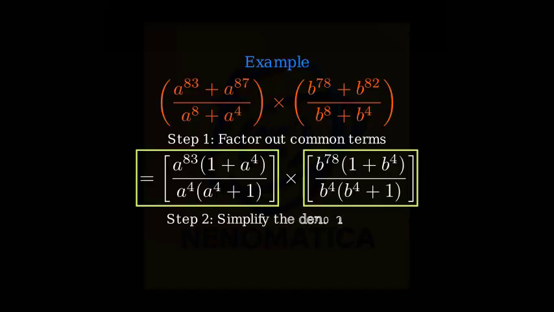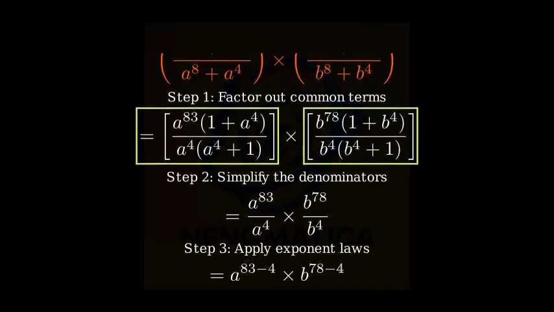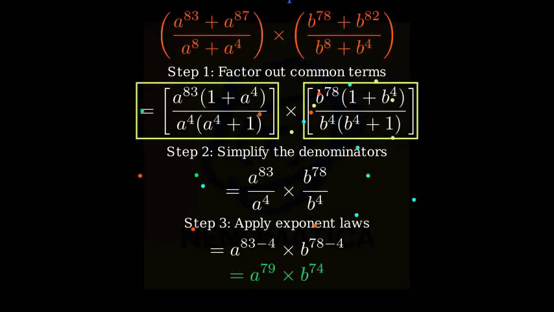For our second step, let's notice that in both denominators we can factor out a to the 4th and b to the 4th, respectively. This gives us a to the 4th times the quantity a to the 4th plus 1. Similarly for the b terms. For our third step, let's apply the law of exponents, which states that when dividing powers with the same base, we subtract the exponents.